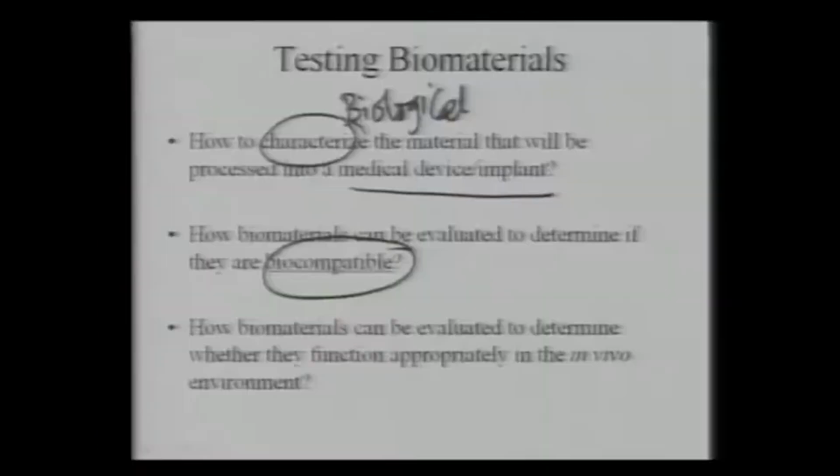If you do cell culture experiments, you cannot say on the basis of those experiments that a given material is fully biocompatible. You can only say whether a material is cytocompatible, or cell compatible. So, cytocompatibility is a much better description compared to biocompatibility. Right. Now, how can biomaterials be evaluated to determine whether they function appropriately in the in vivo environment.